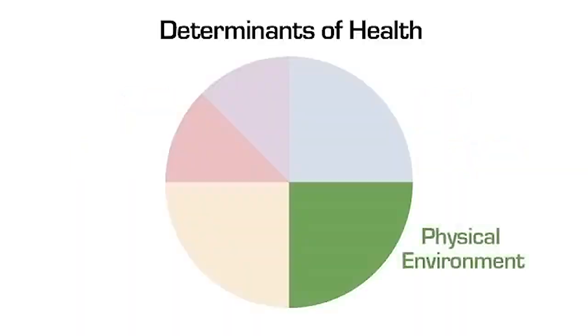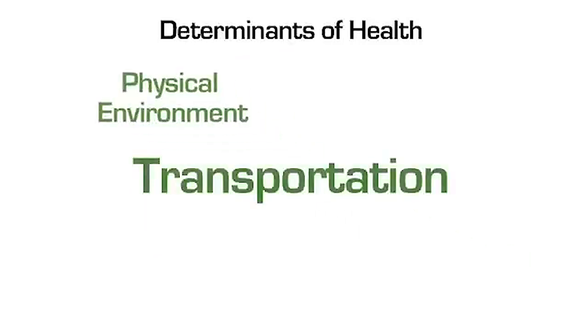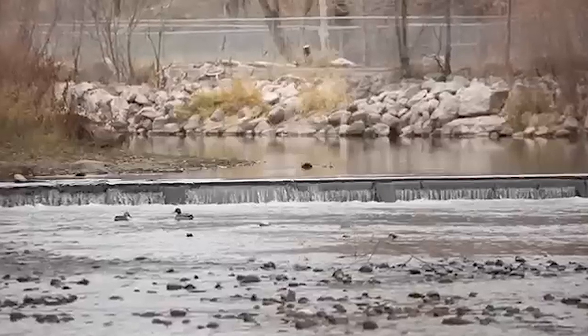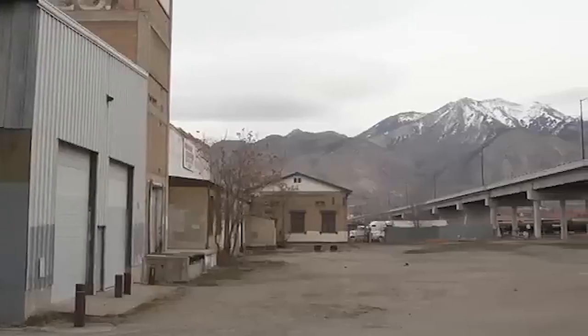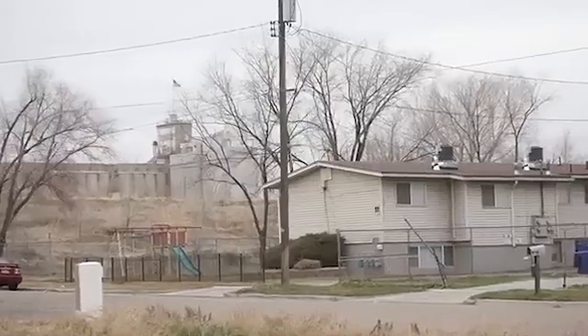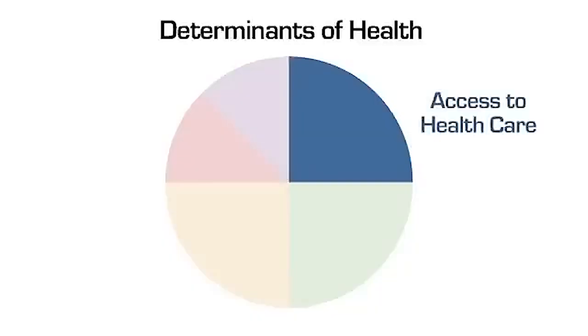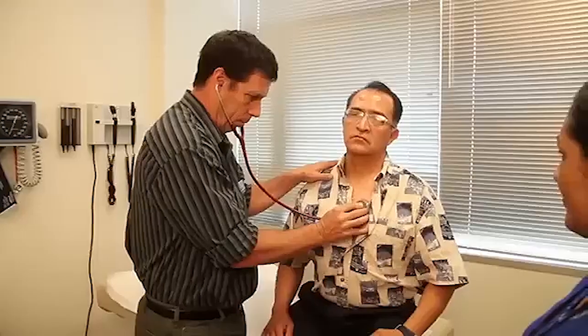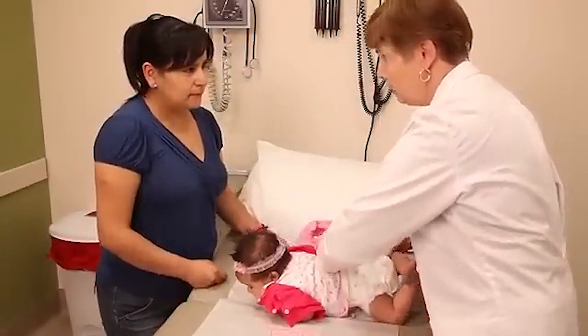The physical environment includes factors like transportation, housing conditions, air and water quality, and all of the physical and chemical factors we are exposed to every day, often without even noticing them. And finally, access to health care. For example, does a person have access to quality, appropriate health care, a primary care provider, and health insurance?